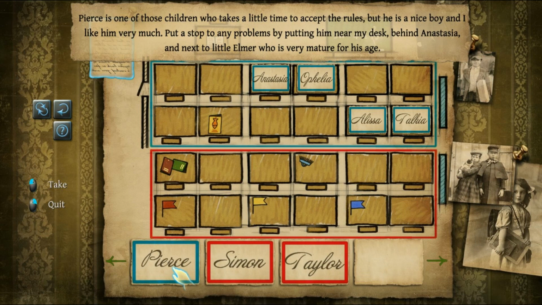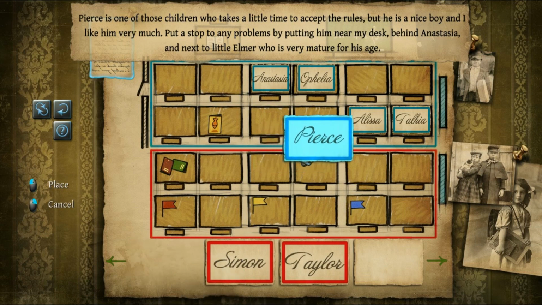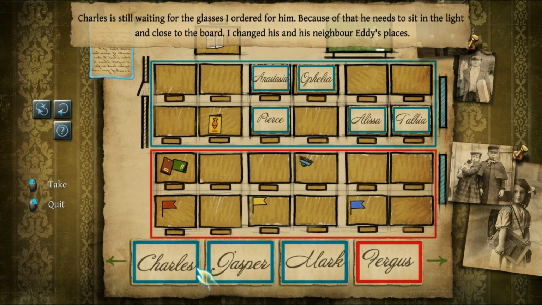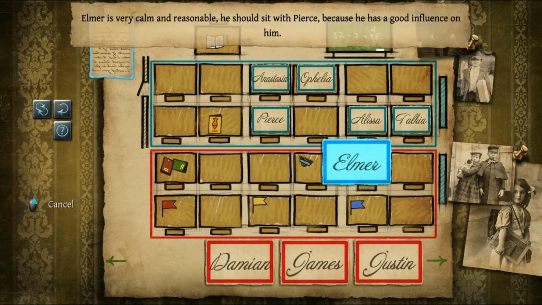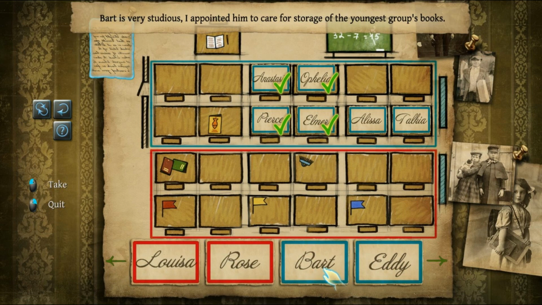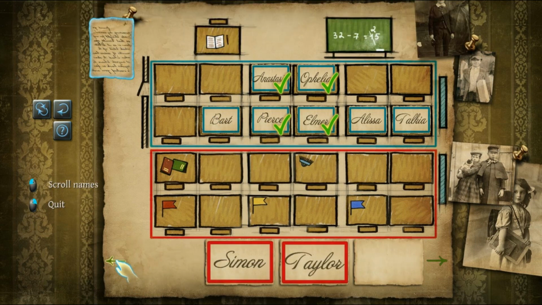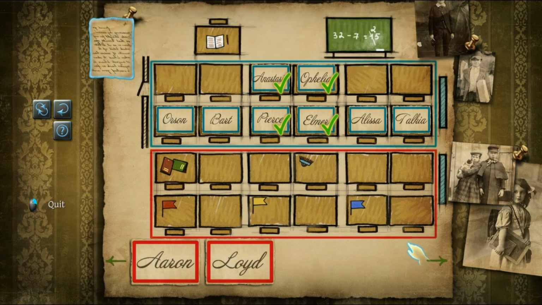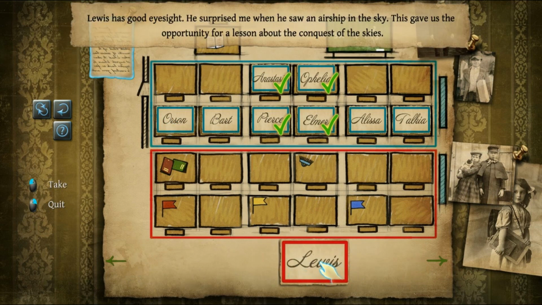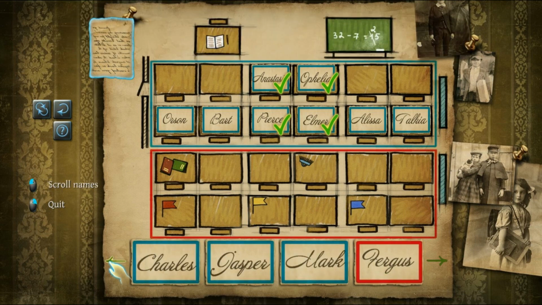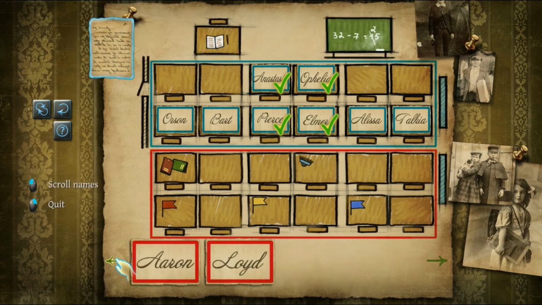I put a stop to any problems by putting him near my desk, behind Anastasia, and next to little Elmer, who's very mature for his age. Little Elmer. Wasn't it Elmer? Elmer. Right, so that's all right. So Bart's there, and Orson's there. I mean, I should probably just put these in. Oh, right. Oh dear, I've gone too far.